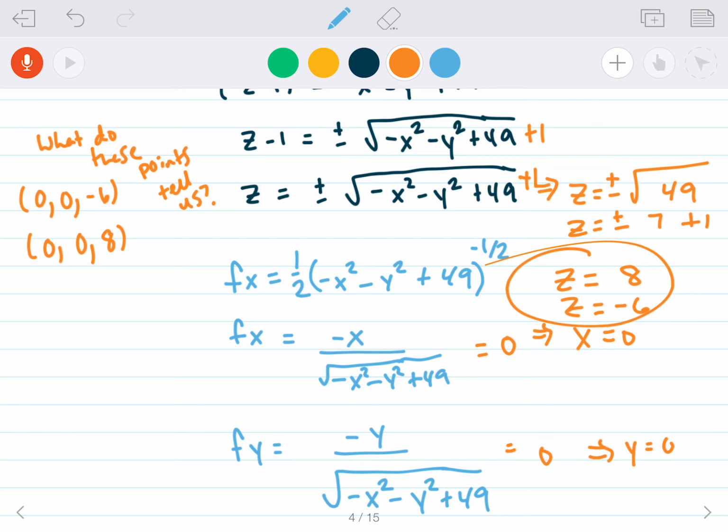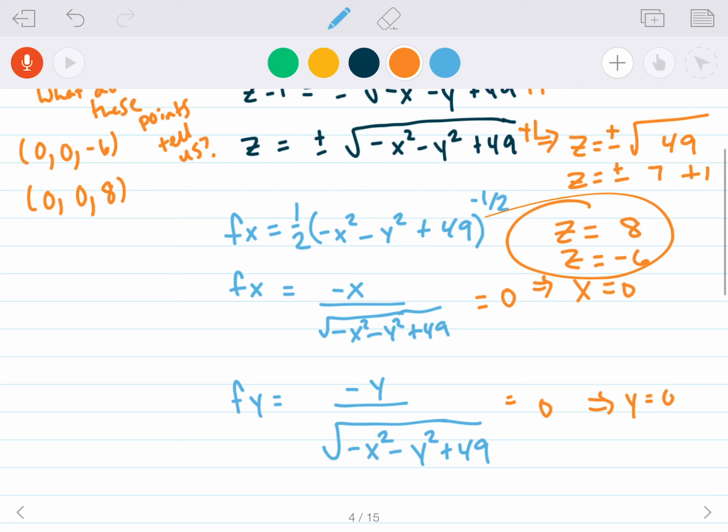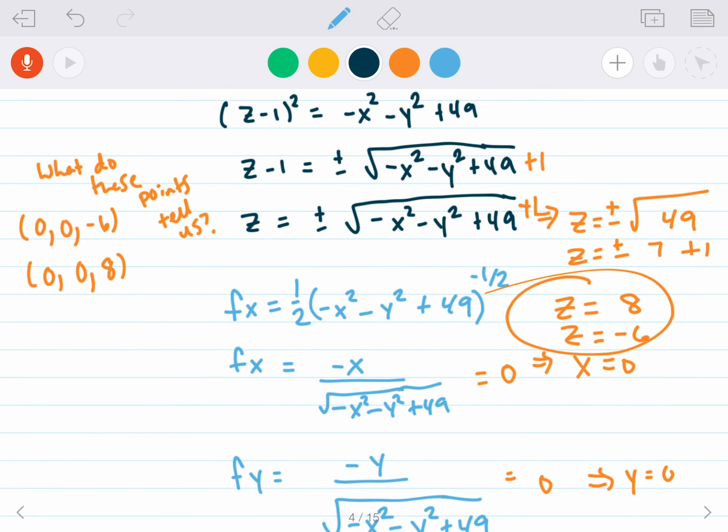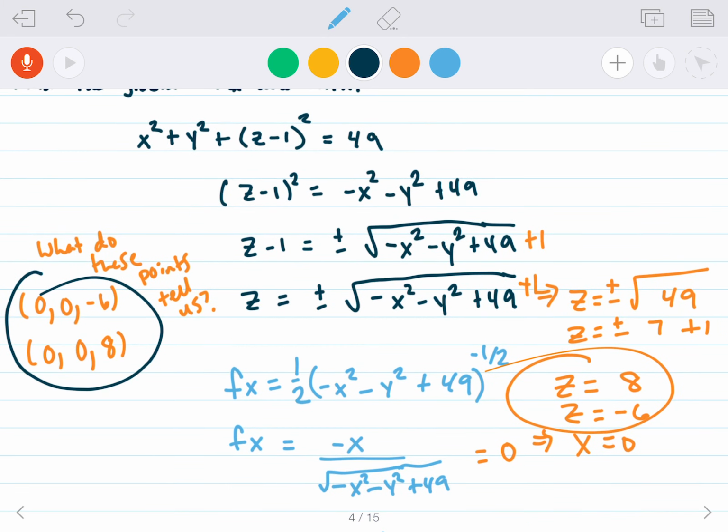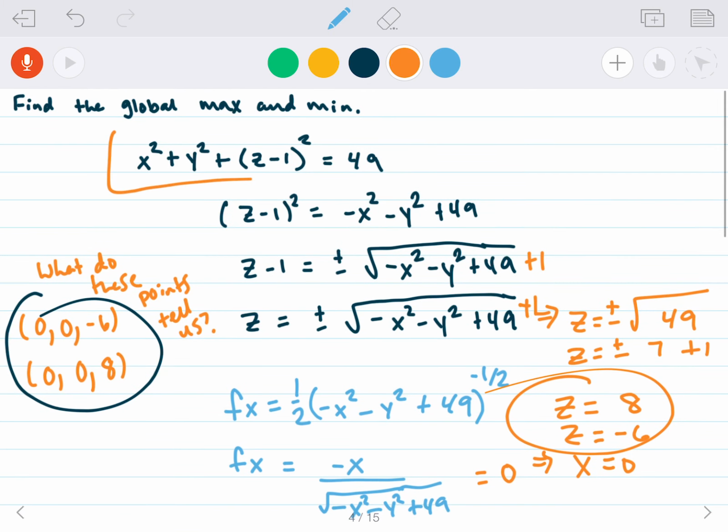Well, what we could do is use the second derivative test to see whether or not these points produce local maxes or mins. And we can also verify what these points are with a graph. Okay, so if I put this guy into GeoGebra, let's do that.